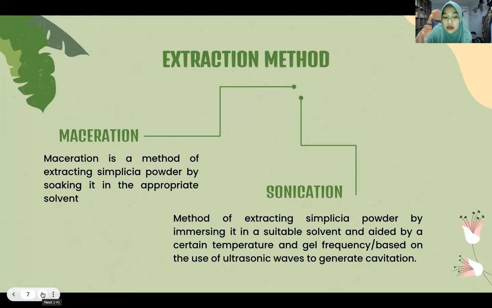We use 10 grams of dry simplicia of temu kunci rhizome and soak it in 100 milliliters of solvent. We cover it with aluminium. We use a sonicator for 30 minutes at 40 degrees Celsius, and after that we do filtration and evaporate using a vacuum evaporator to obtain the thick extract. Next.